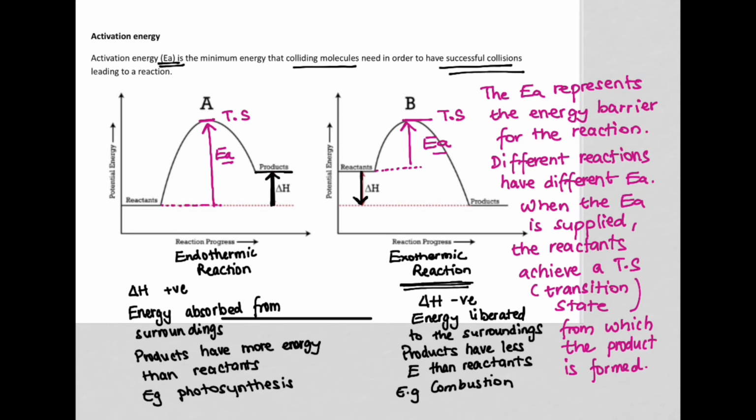So when the activation energy is supplied, the reactants are going to reach a transition state. The TS here, it's achieved. And from the TS, from the transition state, we're going to be able to get the products. Now, the activation energy represents the energy barrier. So it's the energy barrier for the reaction to occur. And different reactions will have different activation energies.